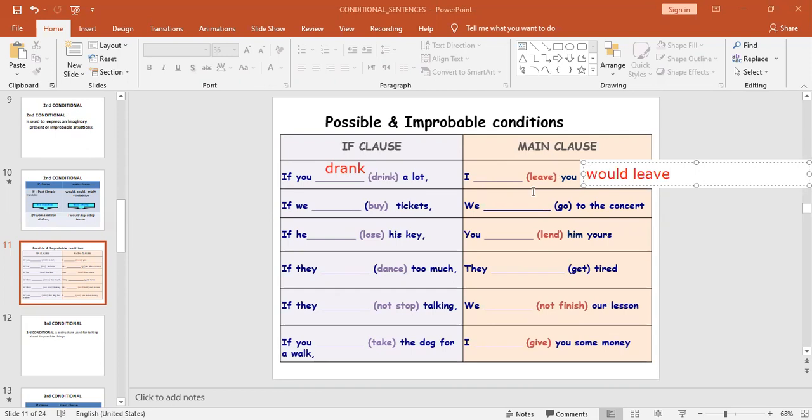I would leave you. Number two, if we buy tickets, we go to the concert. This is also the second case. So it will be bought because it is in the past form. If you bought, it is a regular verb. We would go to the concert.